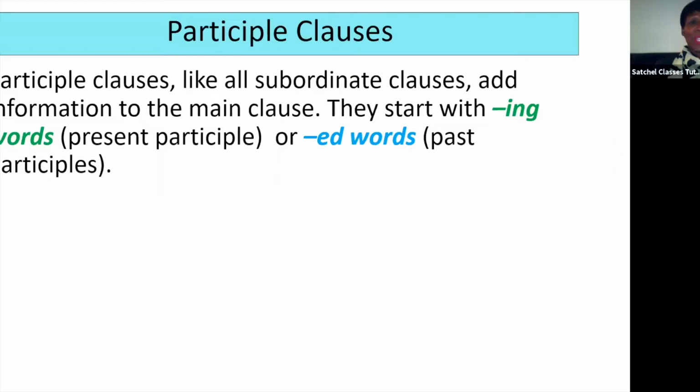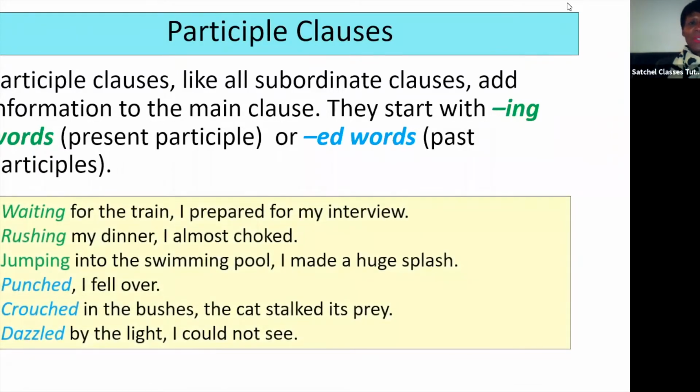Now, participle clauses are, like all subordinate clauses, adding information to the main clause. Because they're participles, or part of a verb, they end in ing, present participles, or ed, past participles. So, waiting for the train, I prepared for my interview. You can see that the clause starts with a present participle, waiting, a word that ends in ing. Rushing my dinner, I almost choked. Jumping into the swimming pool, I made a huge splash.